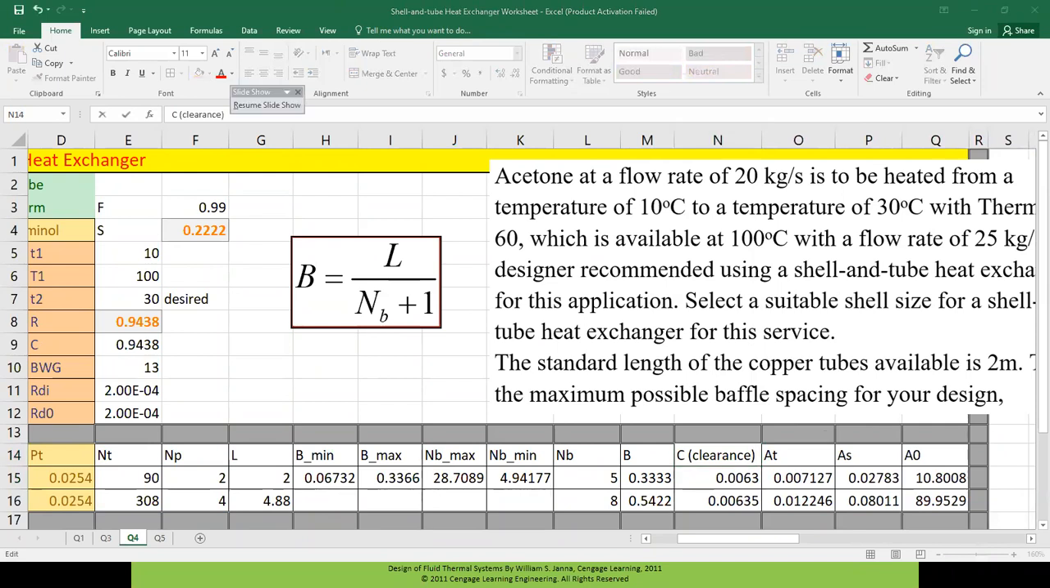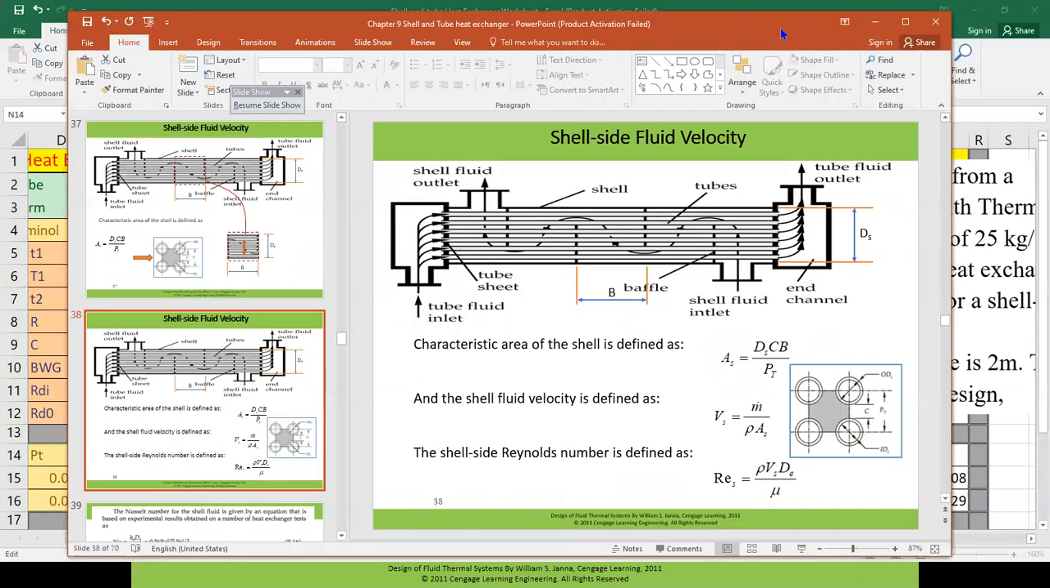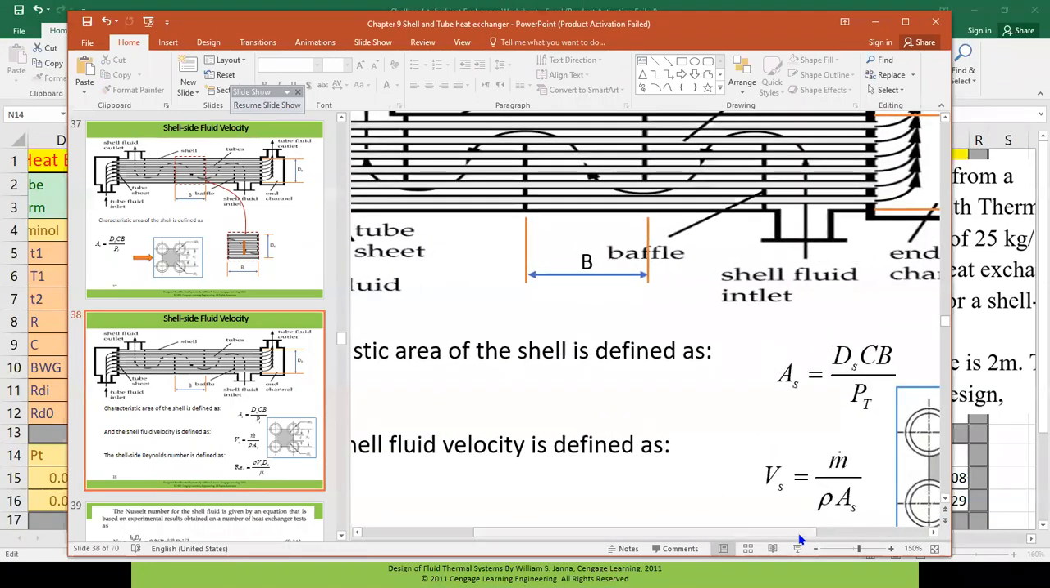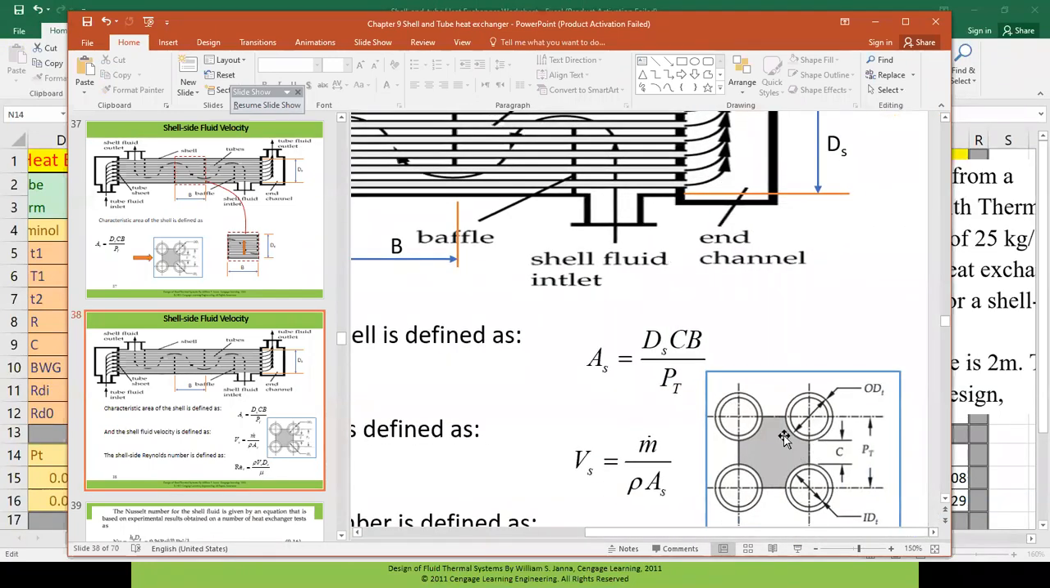The clearance is the spacing between the tubes, right? To find out the spacing between the tubes, if you can see this slide, here we have this tube distribution, and you can see what clearance means. Can you see on the screen here? Yes. So you can see the clearance, right?